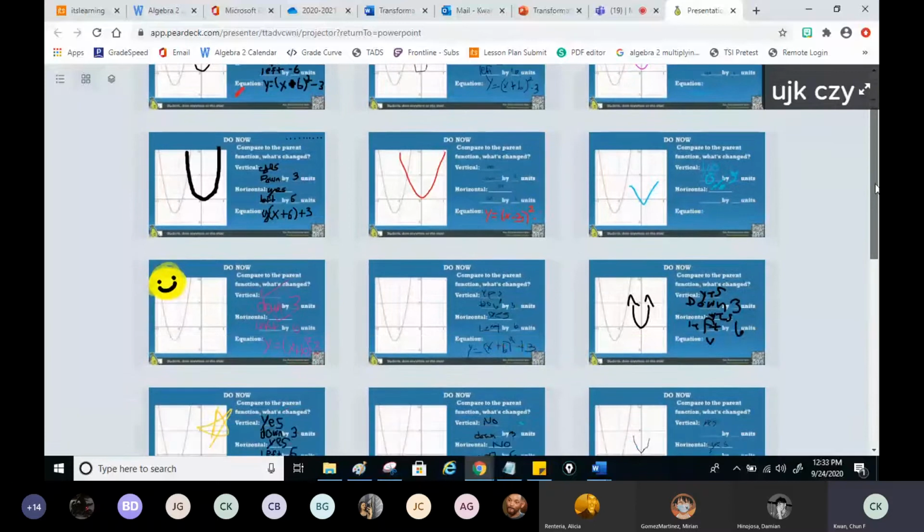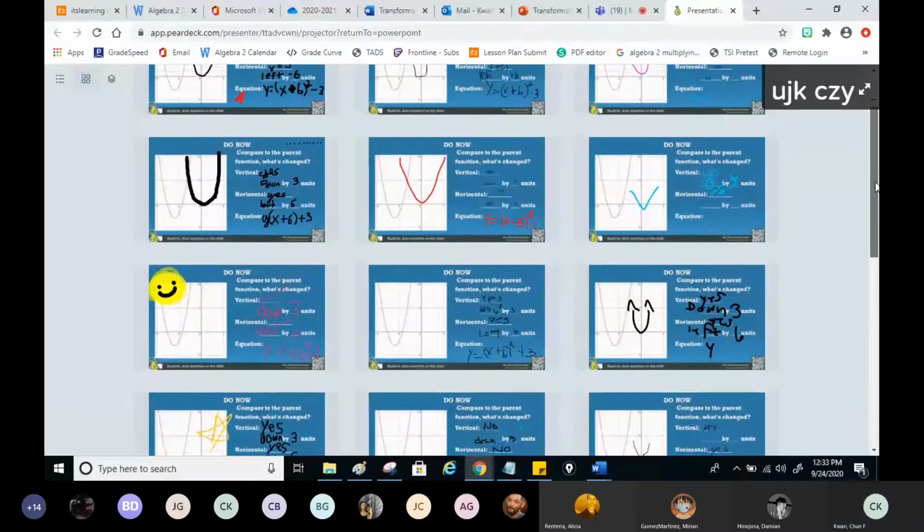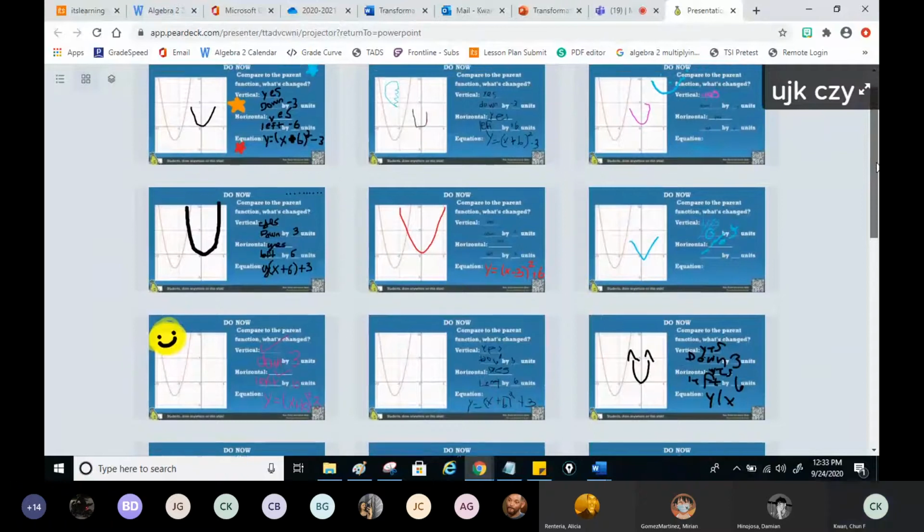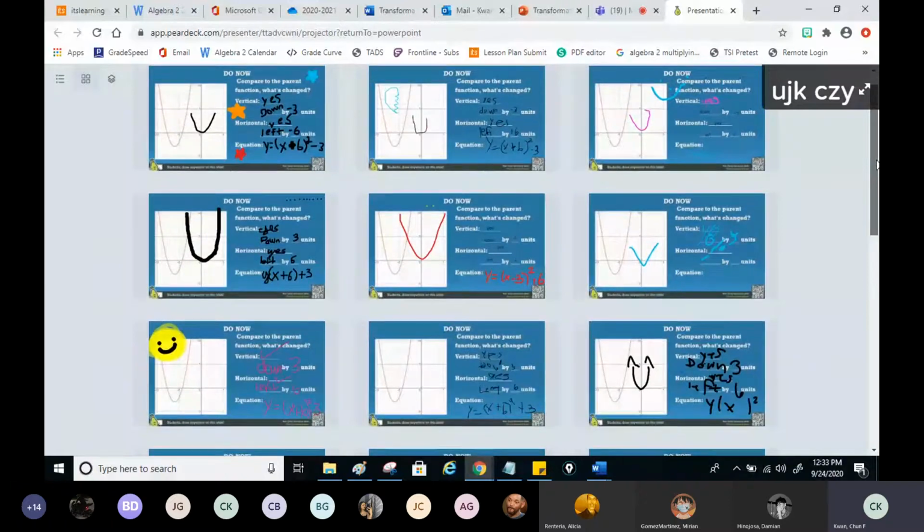And then up and down, it makes more sense. Up and down is just going up is a plus, going down is a minus. That one is easy. And then also don't forget about the square. Quite a couple of you guys forget about a square, so don't forget about a square.